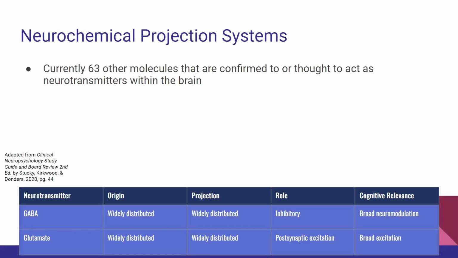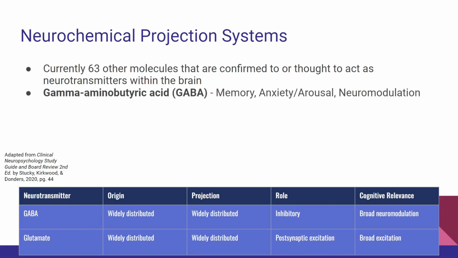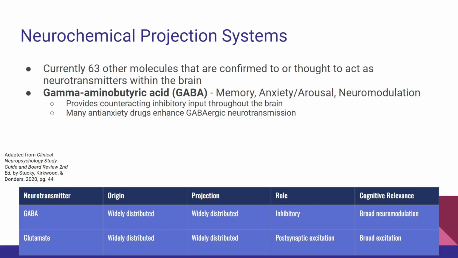So currently there's 63 other molecules that are confirmed to or thought to act as neurotransmitters within the brain. So I'm not going to go through all of those. Some of the other most common ones that we haven't talked about include gamma aminobutyric acid, or GABA, and that's involved in memory, anxiety, and arousal, as well as neuromodulation. And it's the primary inhibitory neurotransmitter within the brain, and it has broad connections throughout the brain. So many anti-anxiety drugs enhance this GABAergic neurotransmission.